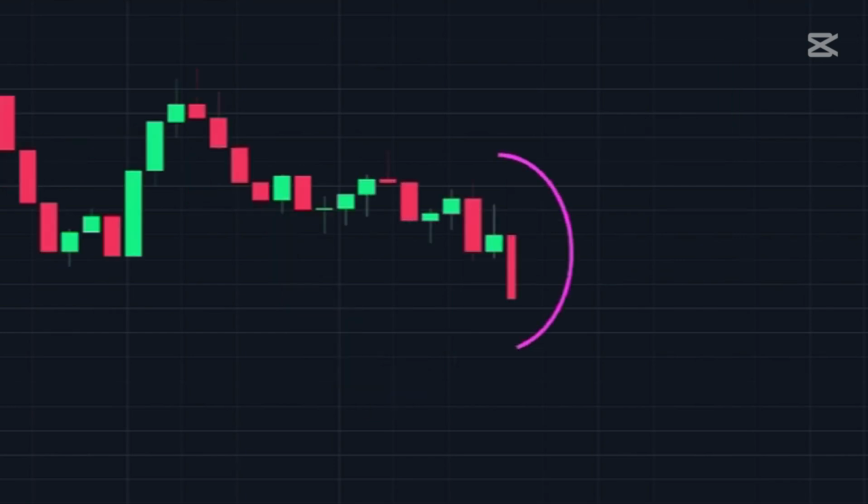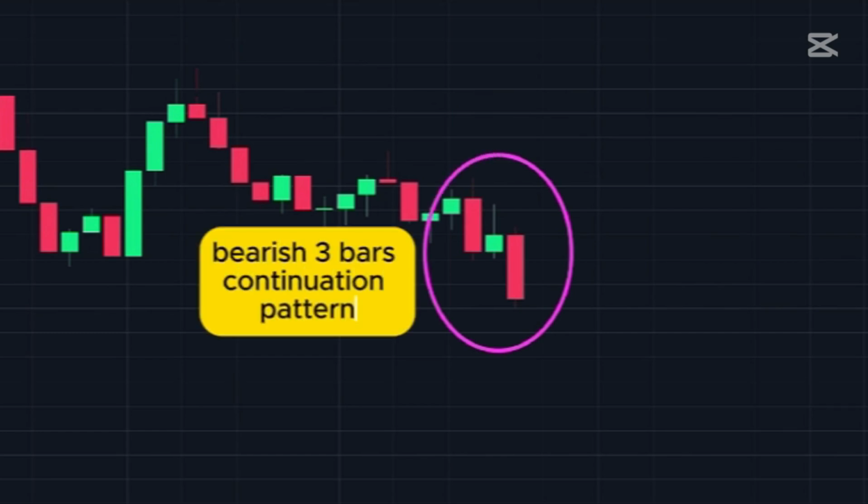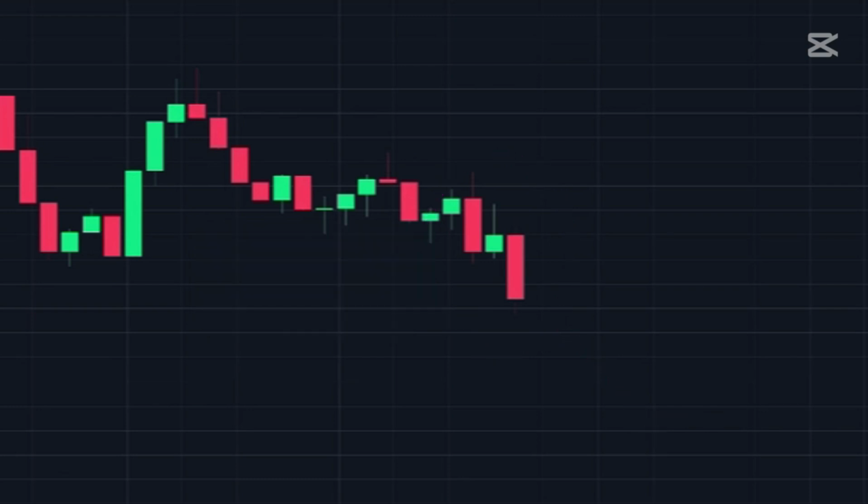Opposite to the uptrend, if a bearish 3 bar continuation pattern is formed in the middle of a downtrend, it may suggest that the downtrend will continue. In this case, you can place an order after the closing price of the third candle, with stop loss at the high of the second candle.